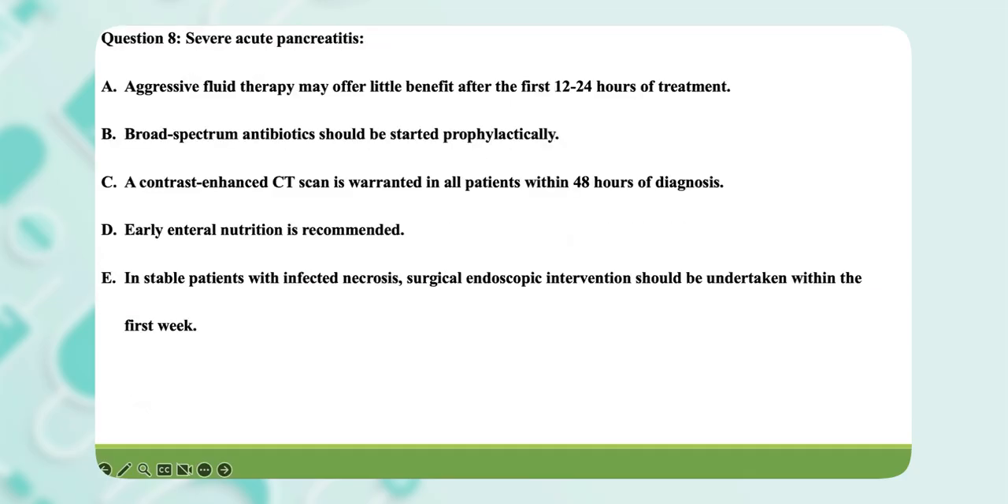Severe acute pancreatitis. Come to the pancreatitis. Aggressive fluid therapy may offer little benefit after the first 24 hours of the treatment. Broad spectrum antibiotics should be started prophylactically. Contrast enhanced CT scan is warranted in all patients within 48 hours of diagnosis. Early enteral nutrition recommended. In a stable patient with infected necrosis, surgical endoscopic intervention should be undertaken within the first week.